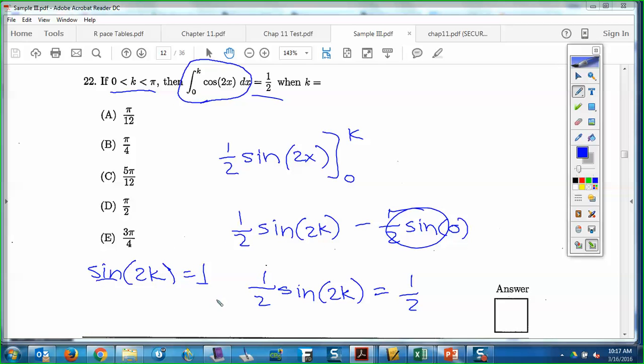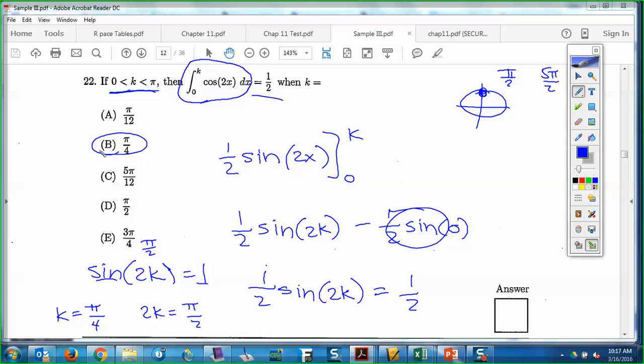Where does sine equal 1? Pi halves. If you went around again, it would be what? 5 pi halves? Not that we're going to need that, but I thought I'd throw that in there. So this in here has to be pi halves. So 2k has got to equal pi halves. Right? So k would be pi over 4. K is between 0 and pi, so that just means we're one time around here, so that's no problem. So that works.